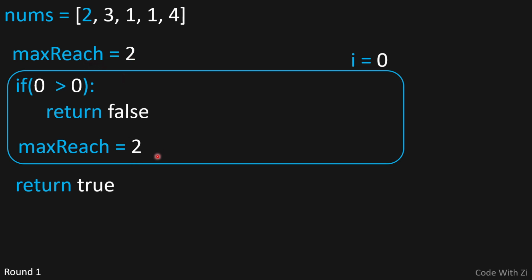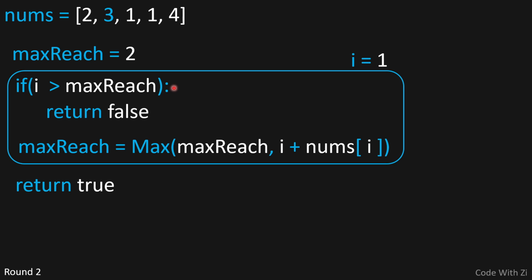Now we're gonna reach the end of this round, and we're gonna move on to the next round. Now our I is gonna be equal to 1. We're in the second round of our loop, and nums of I is gonna be pointing to this number here. We're gonna say if I, which is 1, is greater than maxReach, which is 2, do the following. Well, it's not, so we're gonna ignore it, and we're gonna calculate our maxReach.